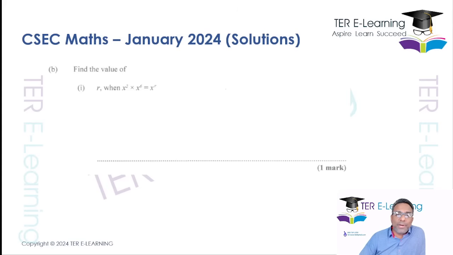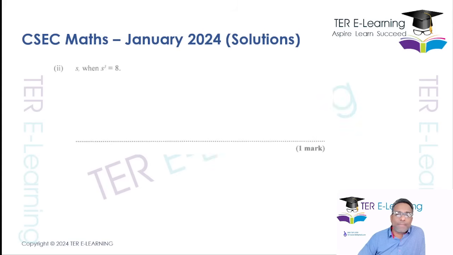Part B, we have some indices here. We have x squared multiplied by x to the power 6 is equal to x to the power r. We're going to use our rule for indices. Since you're multiplying and you have the same base, you add the indices. So that's 2 plus 6, which gives you 8. Therefore, x to the r is equal to x to the 8, so r is equal to 8.